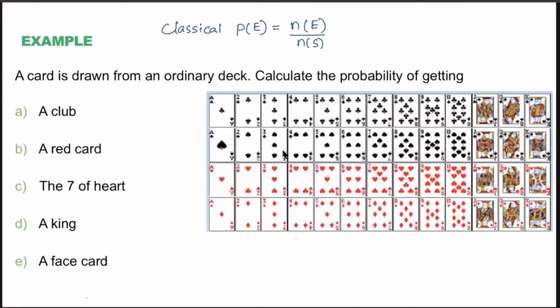And in each type, there are 13 cards. Here we have 13 cards, 13 cards, 13 cards. And you can see because we have 13 and 13, there are 26 black cards and 26 red cards.